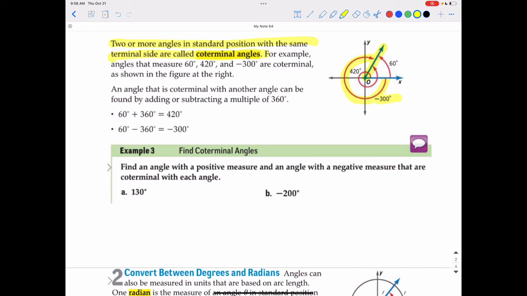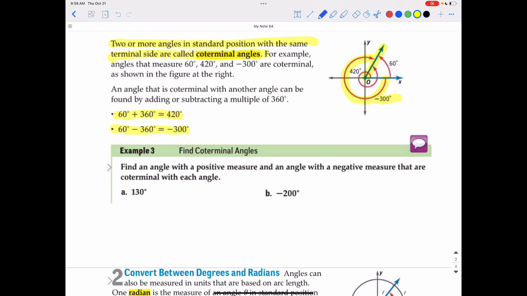A quick way of figuring out coterminal angles is to take any angle measure, the 60 for example, and add 360 to that, so that will give you a positive coterminal angle. Or you could take the angle measure and subtract 360, meaning you would go clockwise, and that would give you a negative coterminal angle.